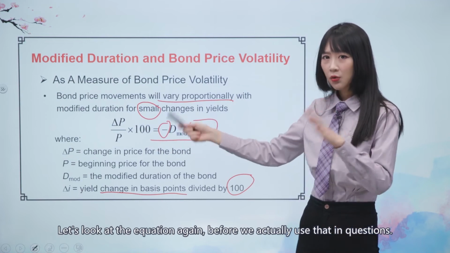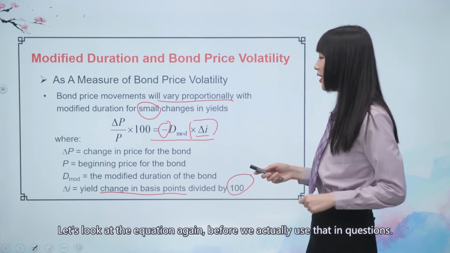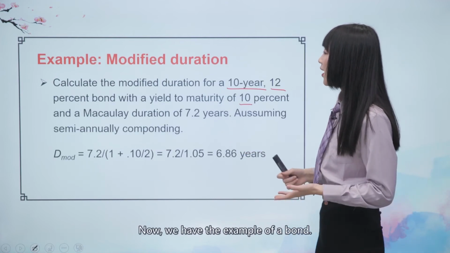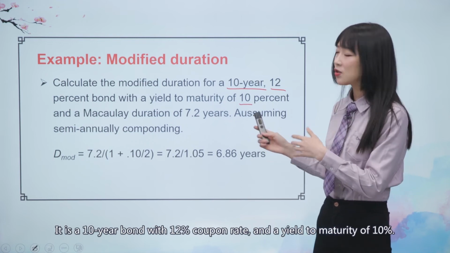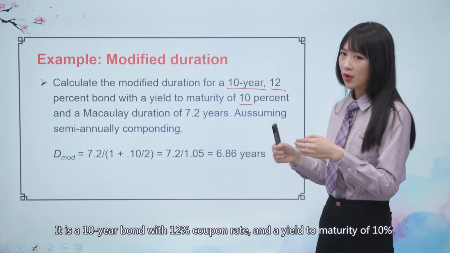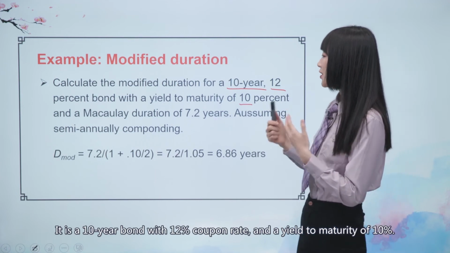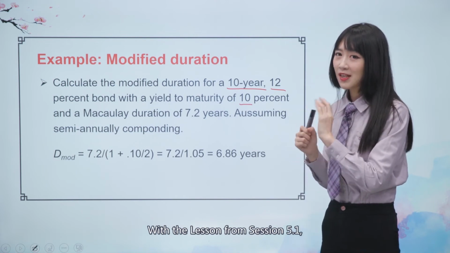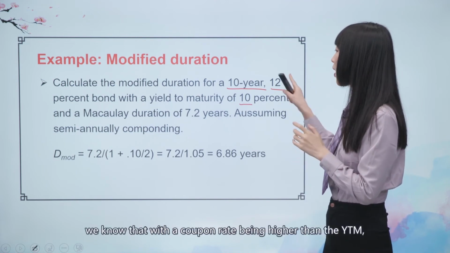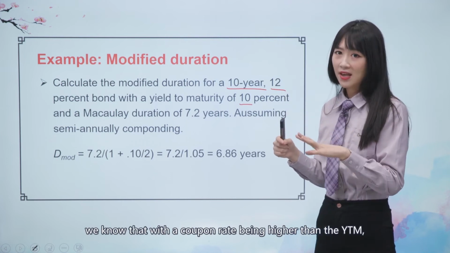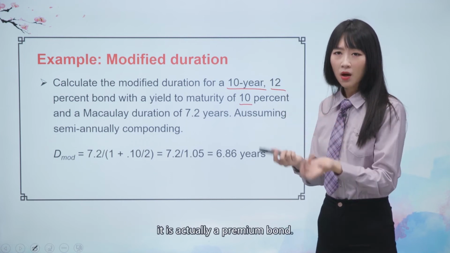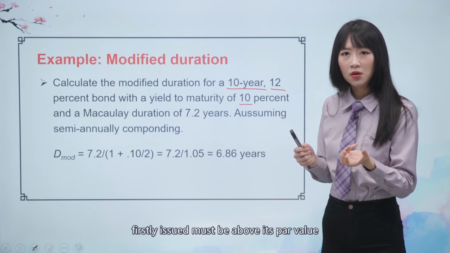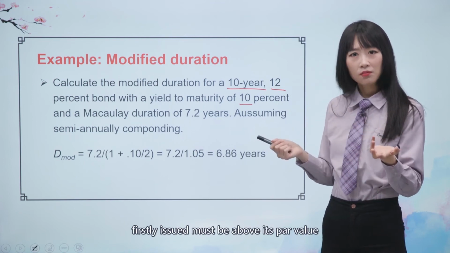Let's look at the equation again before we actually use that in a question. Now, we have the example of a bond. It is a 10-year bond with a 12% coupon rate and a yield to maturity of 10%. With the lesson from session 1, we know that with a coupon rate higher than the YTM, it is a premium bond. So its selling price when a bond is first issued must be above its par value.